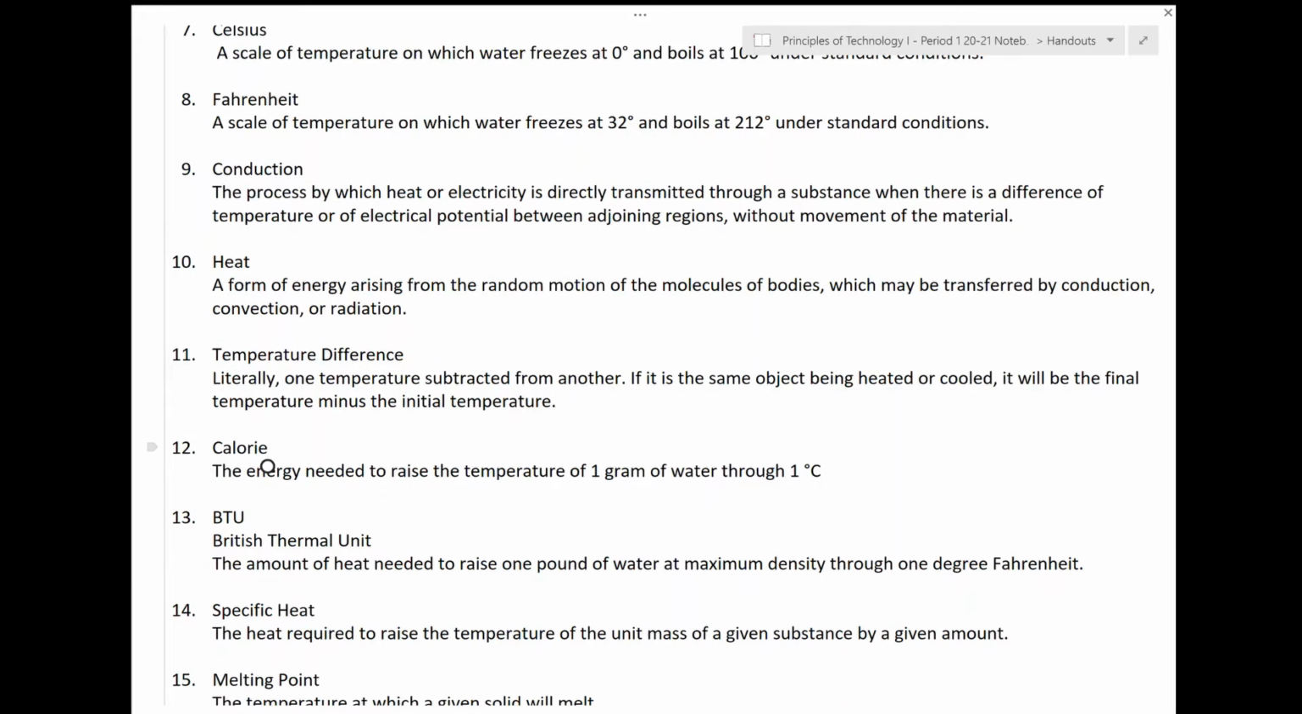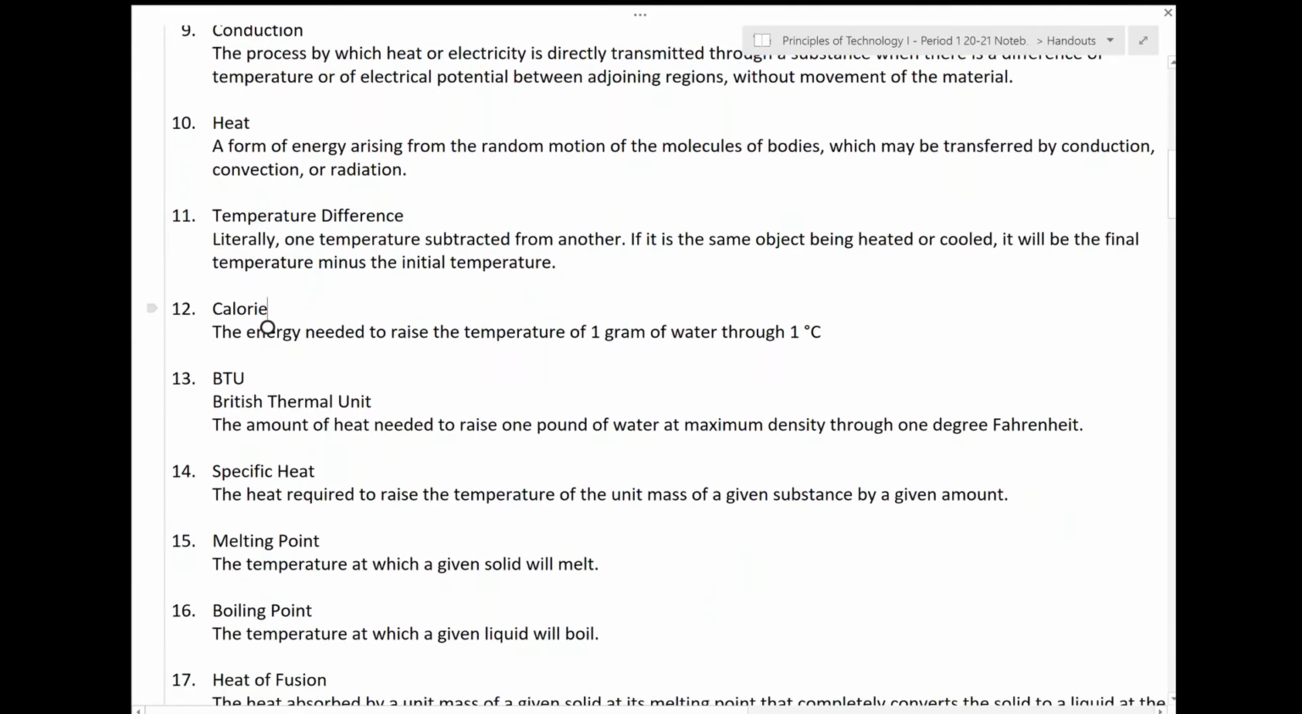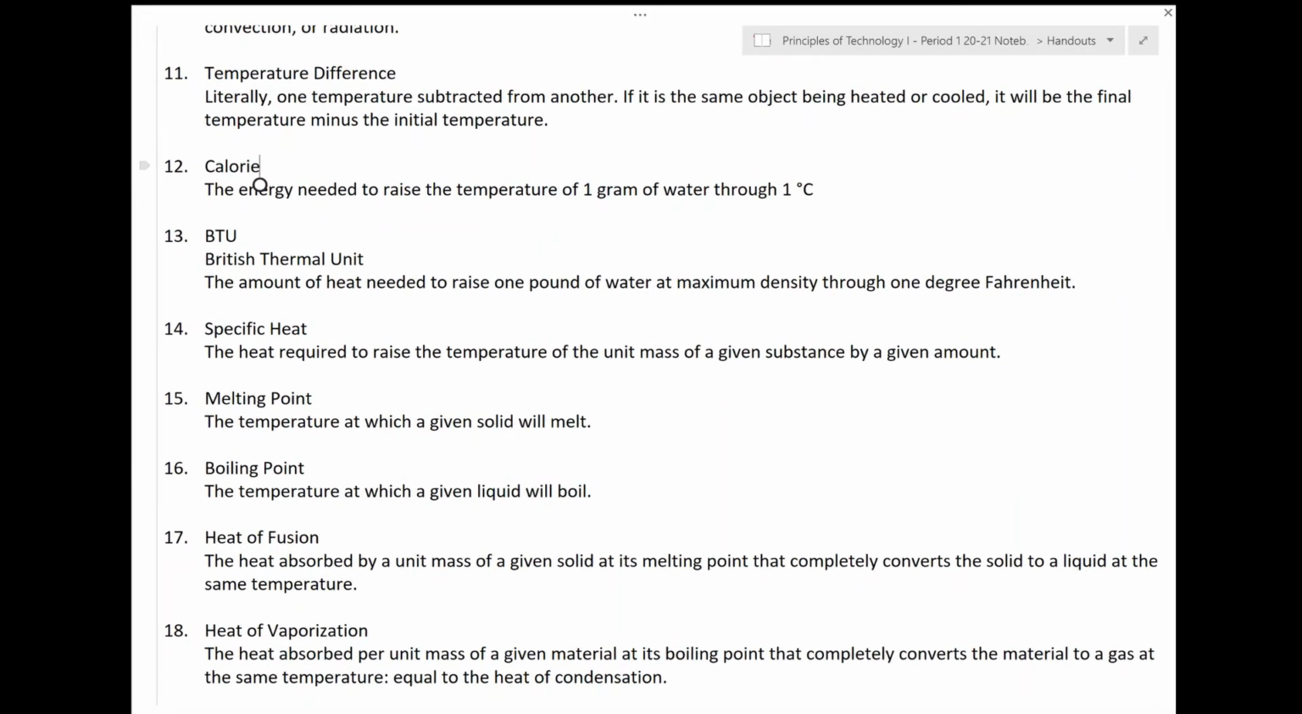Temperature difference, which is literally one temperature subtracted from another. If it is the same object being heated or cooled, it will be the final temperature minus the initial temperature. Calorie is the energy needed to raise the temperature of 1 gram of water 1 degree Celsius. British Thermal Unit, or BTU, is the amount of heat needed to raise 1 pound of water through 1 degree Fahrenheit.